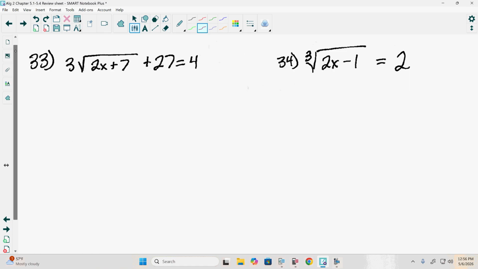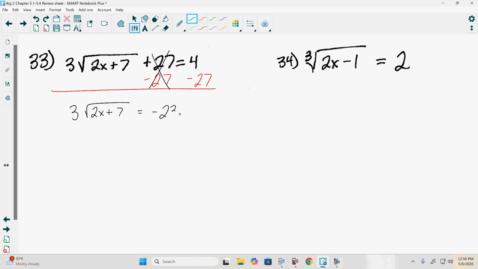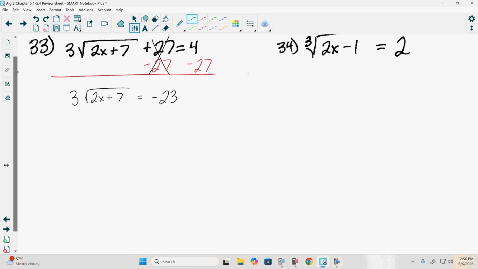33. Is there one radical? Yes, so we need to get it by itself. So we'd subtract 27 from both sides. And if we do that, our 27 minus 27 becomes 0. We're not going to rewrite plus a 0. 4 minus 27 gives us negative 23.